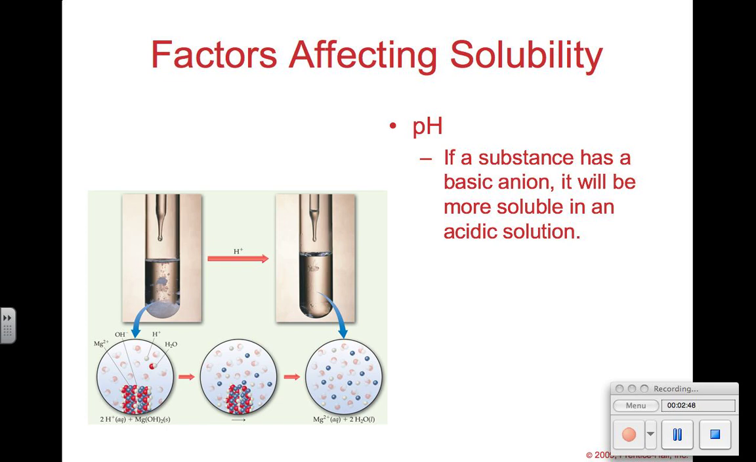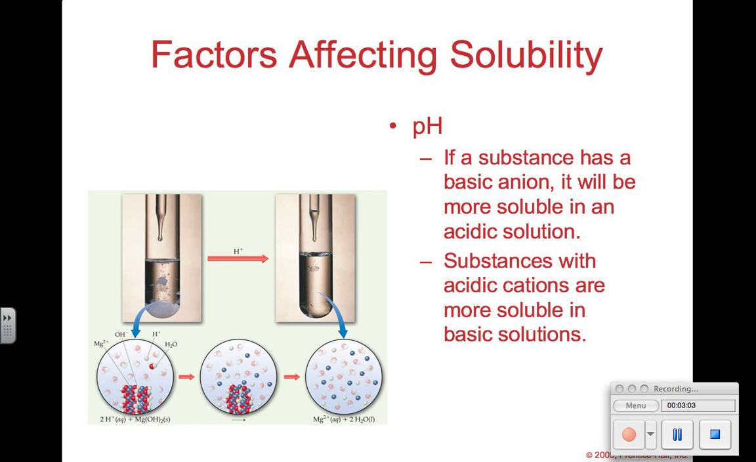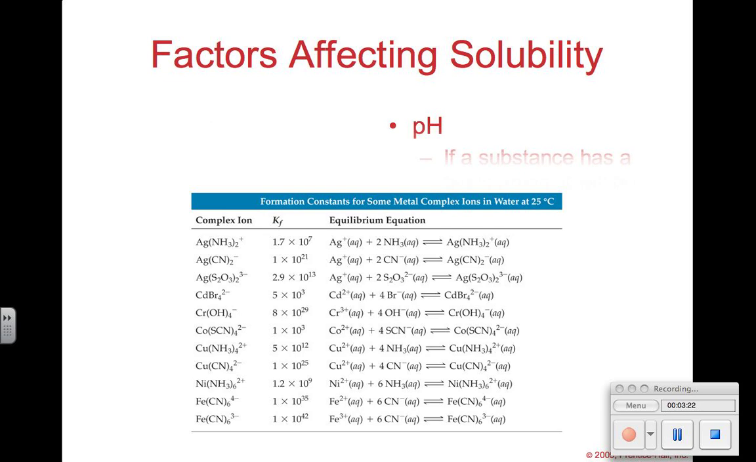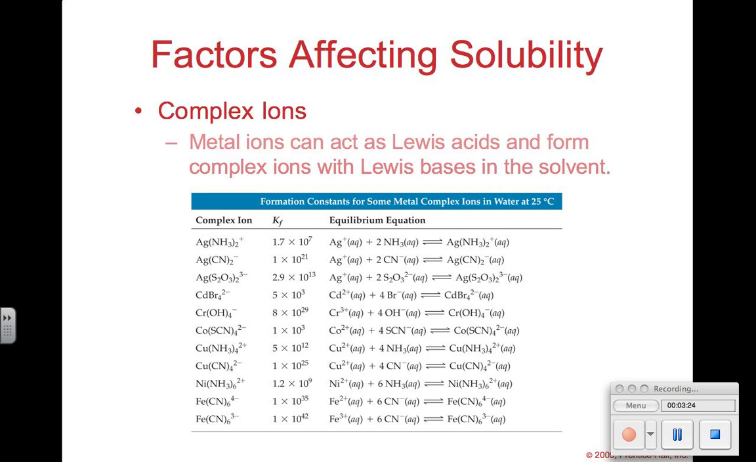Okay, so let's look at other factors that affect solubility. If a substance has a basic anion, it will be more soluble in an acidic solution. So you've got magnesium hydroxide here. Substances with acidic cations are more soluble in basic solutions. Hopefully it's straightforward: a basic anion is going to interact with an acidic solution to dissolve more, and the opposite is true. An acidic cation combined with a basic solution, you're going to get more dissolved because of the interaction between the acid and the basic substance, or vice versa.